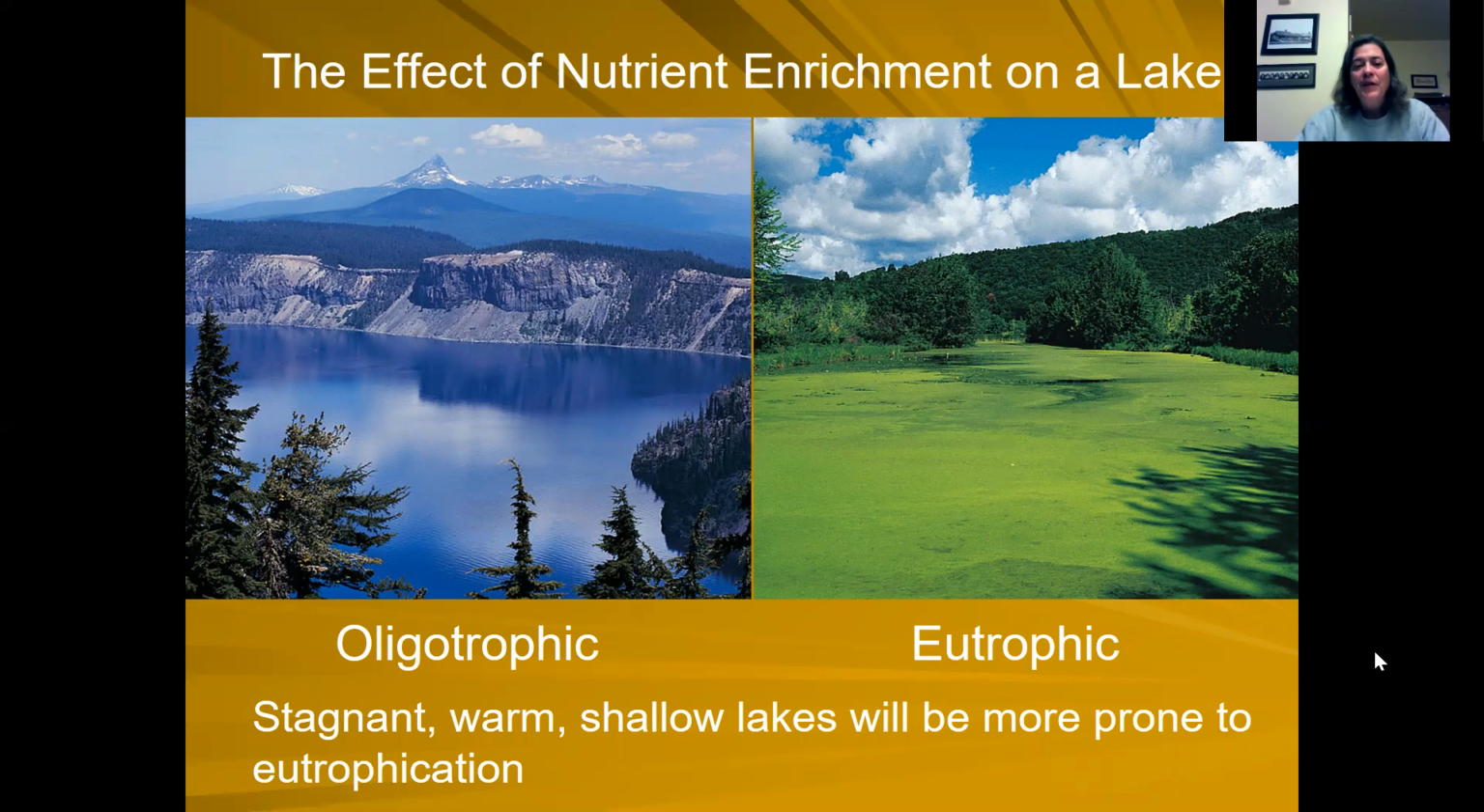And when you look at what makes eutrophic, besides getting excess nutrients dumped in, stagnant water. So water that's not getting flushed and cleaned out. So water that's like a lake that's fully contained and doesn't have anything draining into it or out of it, they're going to be more prone to eutrophication.